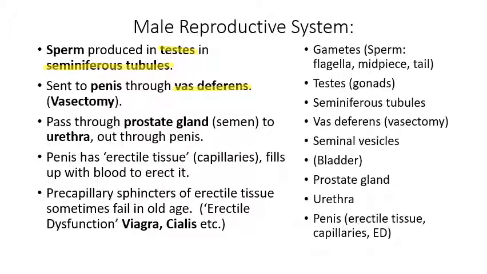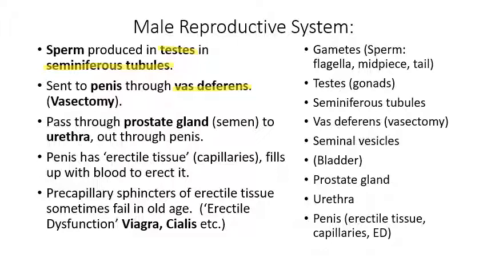And we're going to talk about male reproduction and female reproductive functions, and also birth control and contraception. We'll get into that topic in this lecture. But because the semen or the sperm is sent to the penis through a tube called the vas deferens, there is an operation that men can have to make them sterile.